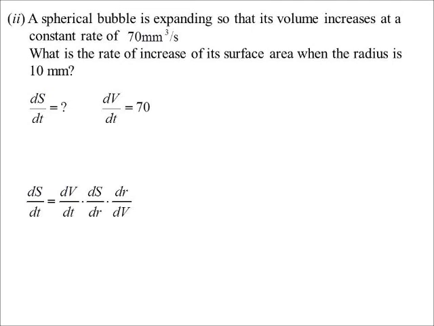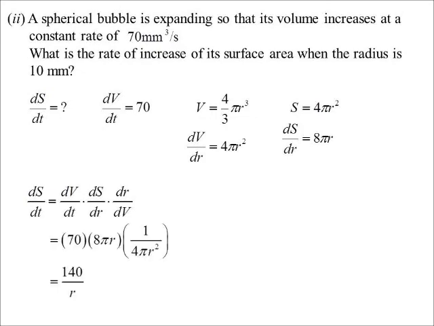So there's the one we just did. For volume, we know dV/dr is 4 pi r squared, so we can put that one in. But let's work out a surface area one. dS/dr would end up being 8 pi r. So putting it all together, 70, 8 pi r, the reciprocal of dV/dr, and we get 140 over the radius. So that's saying to me that the change in the surface area is inversely proportional to the radius. So the bigger the radius, the smaller the change in the surface area.